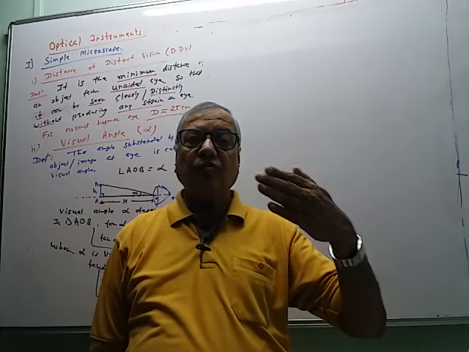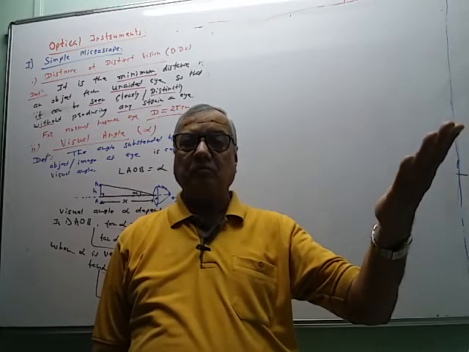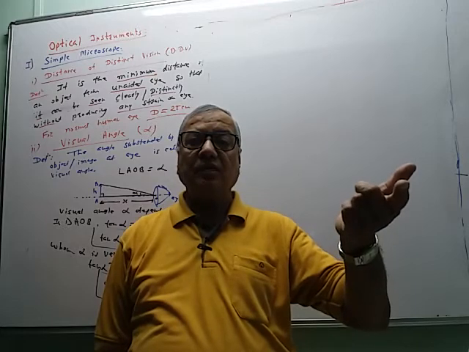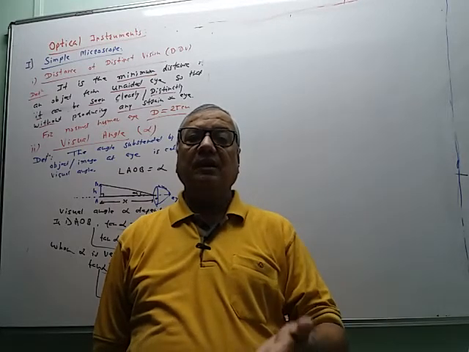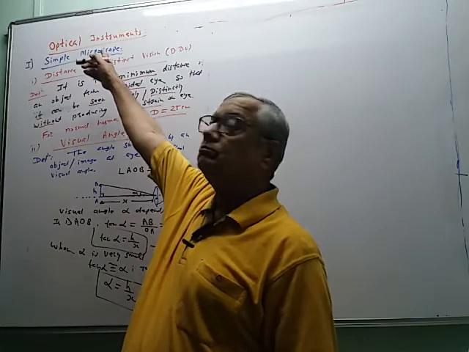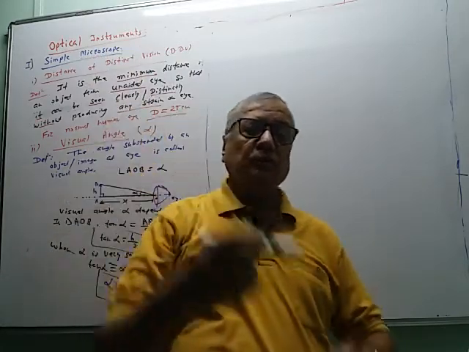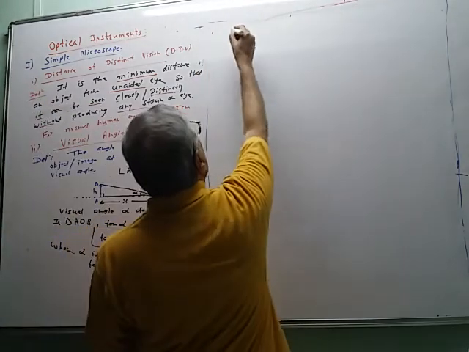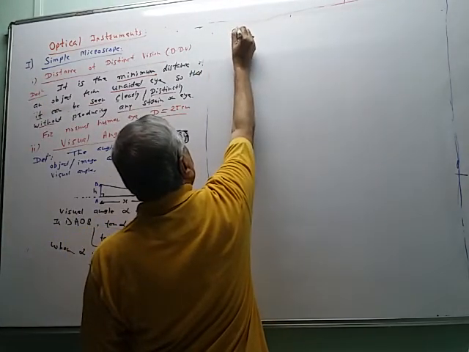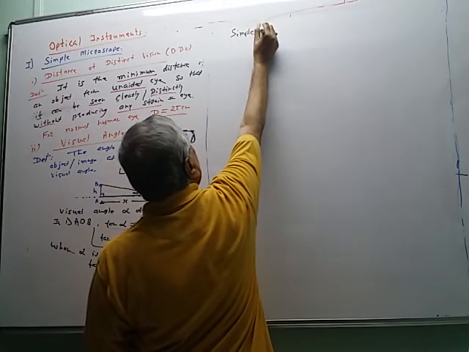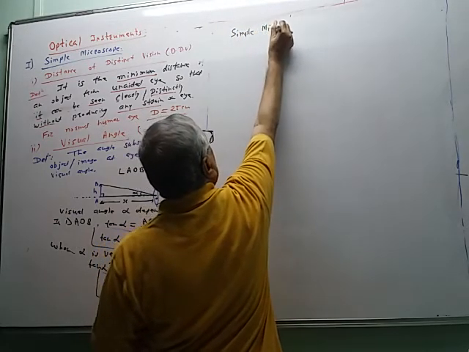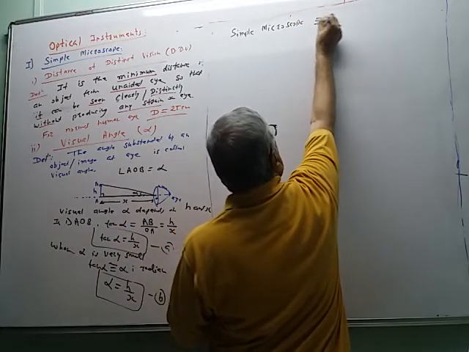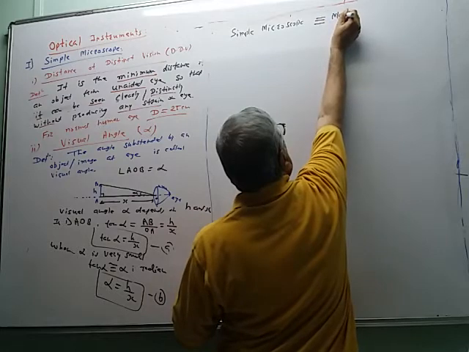So in this case, we have to magnify those letters on the medicine bottle, and for magnification we use a magnifier, and that magnifier is nothing but a simple microscope. So a convex lens is used for magnification. The simple microscope is working as a magnifier.